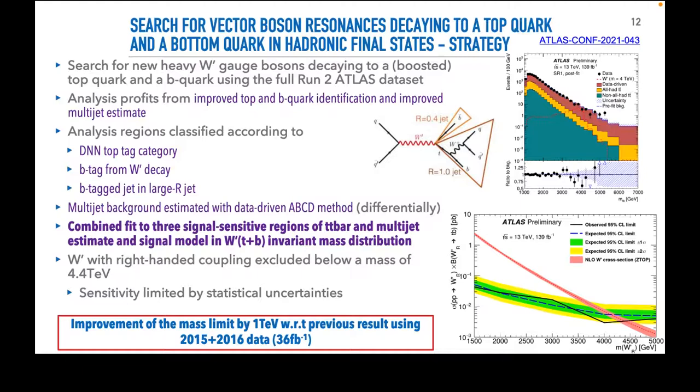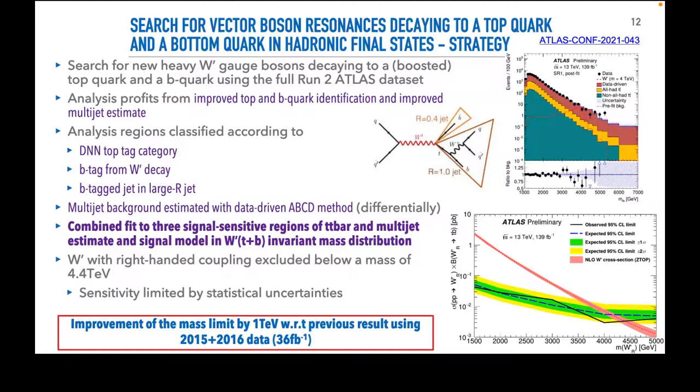The dominant background is multi-jet events, which are also estimated in a fully data-driven way using a functional decomposition method. Then they do a scan on this invariant mass using BumpHunter, and they manage to improve the sensitivity with respect to the dijet resonance search by 20 to 50% in the probed mass scale.